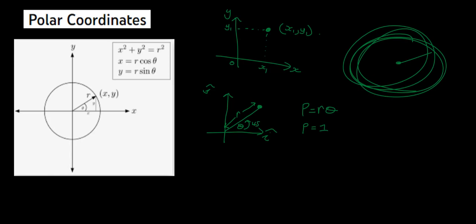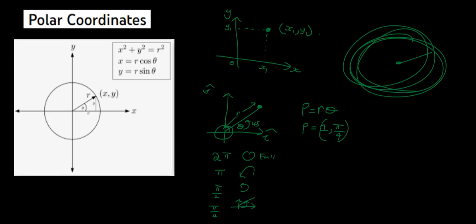So we define a full revolution as 2 pi, half a revolution as pi, pi over 2 is a quarter of a revolution, and pi over 4 is going to be the angle that we have here. So we can write that as 1, pi over 4.